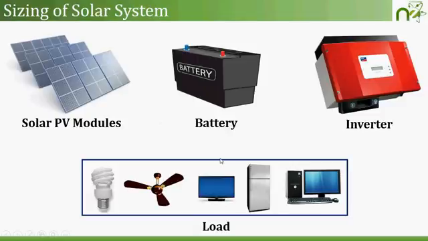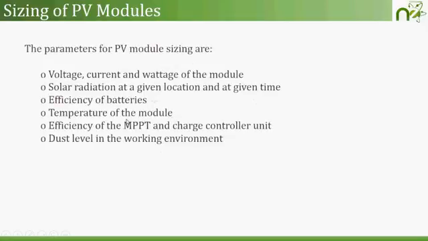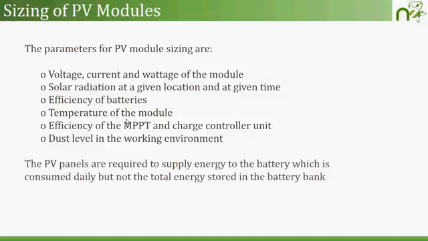We talked about the load estimation, we talked about the battery, but now we need to talk about the solar PV modules. How are we going to rate the solar PV modules? Let's talk about solar PV modules. The parameters of PV module sizing will be the voltage, current and wattage of the module that is required, solar radiation at a given location and at a given time, which we already considered in our first session, how the solar radiation in India, efficiency of the batteries, temperature of the module, efficiency of the maximum power point tracker and charge controller unit, and dust level in the working environment. So these are the various parameters.